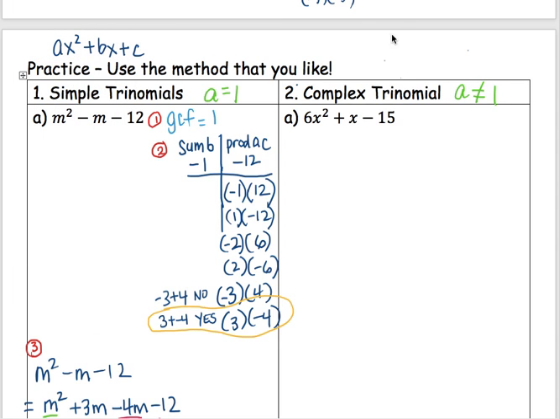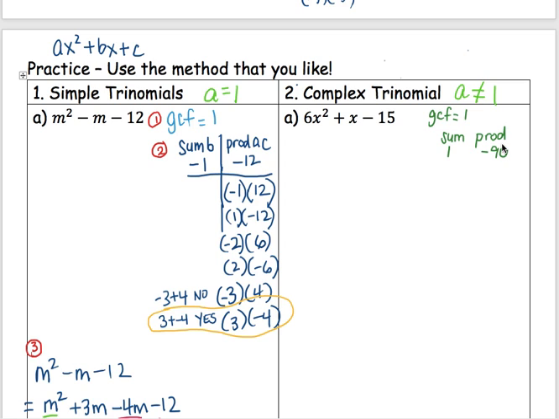Okay, so step 1, GCF. Is there a number that I can divide out of all of those terms? No. Any letters? No. The only thing that would work is a 1, so I'm good there. That step's done. Okay, step 2, let's do the product sum table. So we need the sum of the middle term, which is 1, and the product of the outer terms, which is 90.